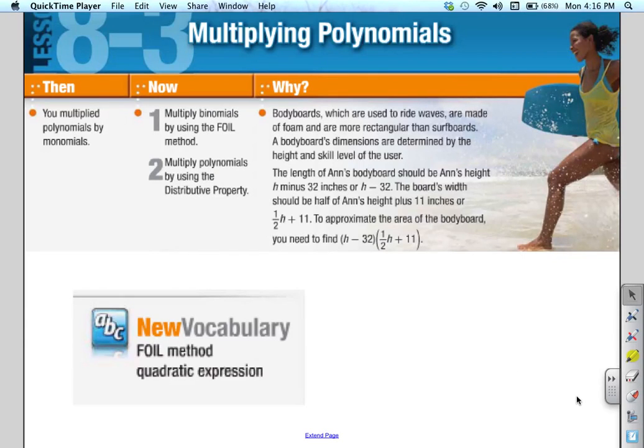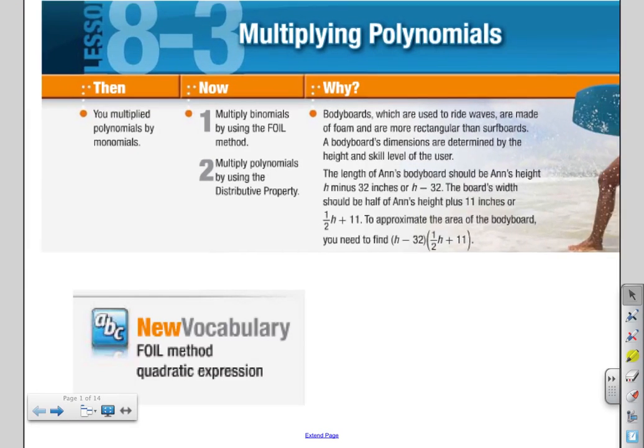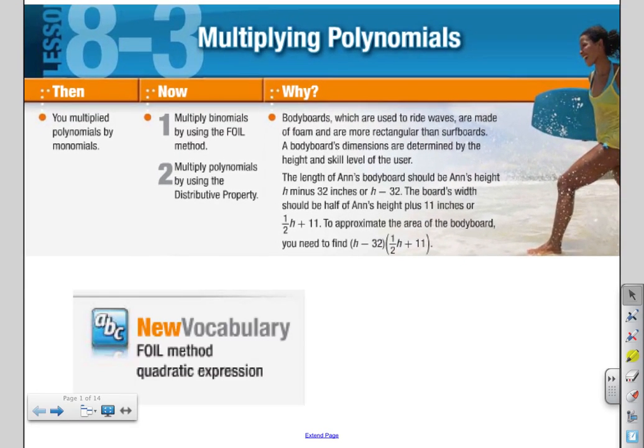Okay, guys, we are in 8-3, multiplying polynomials. In 8-2, we multiplied polynomials by monomials. Now we are going to be multiplying binomials by using the FOIL method, and we'll be multiplying polynomials by using the distributive property. Here we go. So we're going to use the distributive property to multiply polynomials.